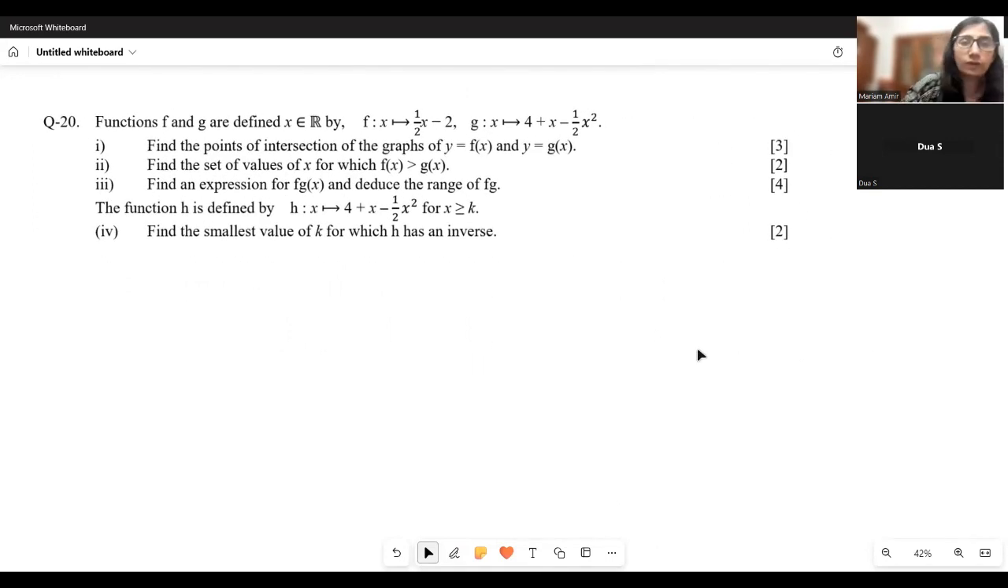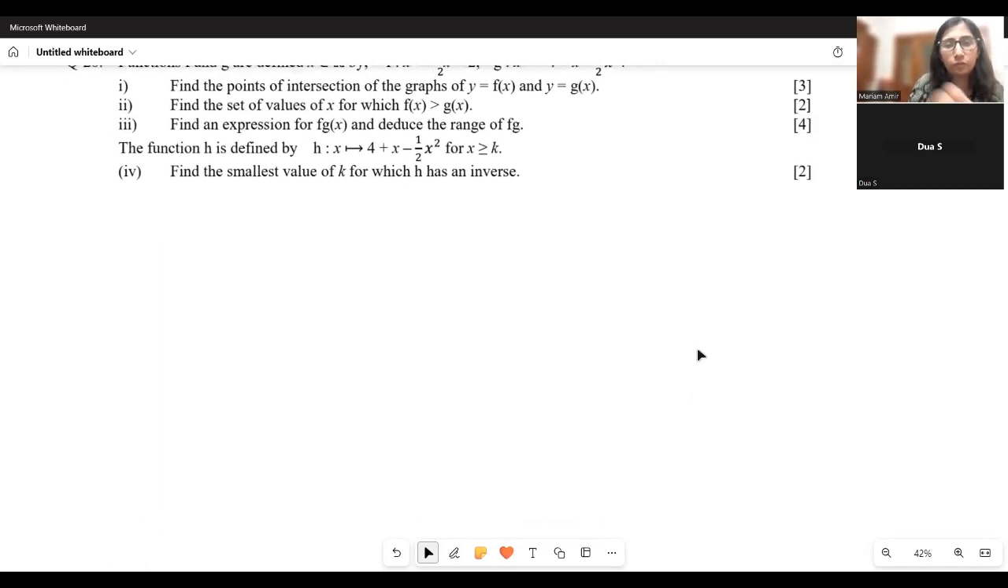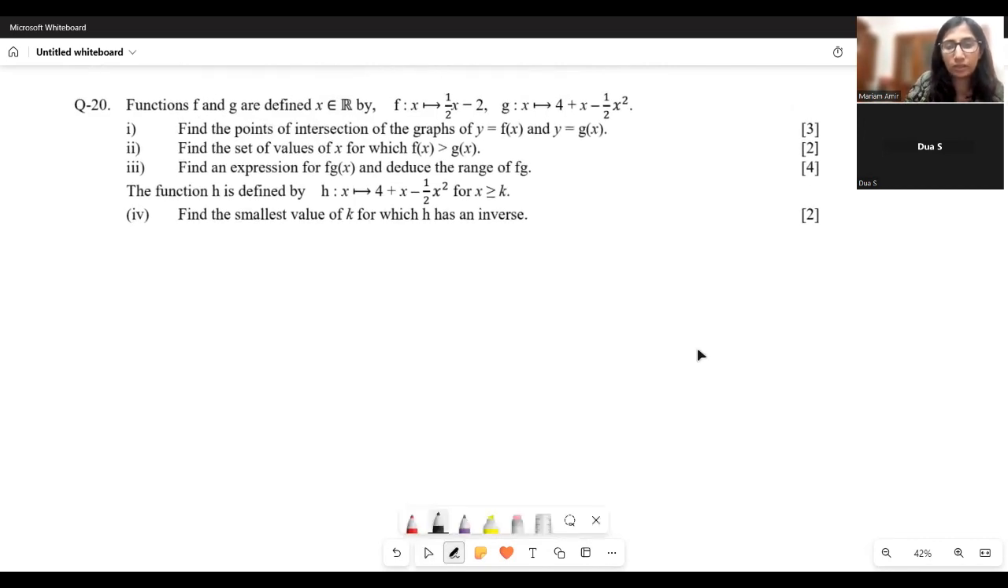Functions f and g are defined by this and this. Find the points of intersection of the graphs y equals f(x) and y equals g(x). Point of intersection means you have to solve the two equations simultaneously. We'll solve these two equations simultaneously.